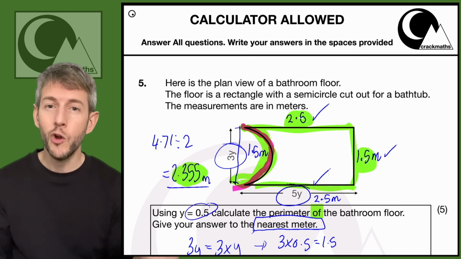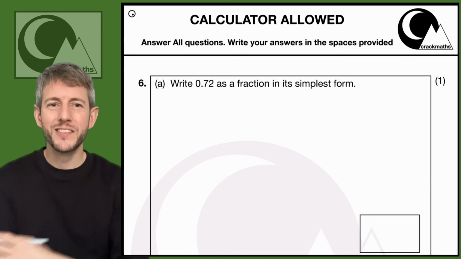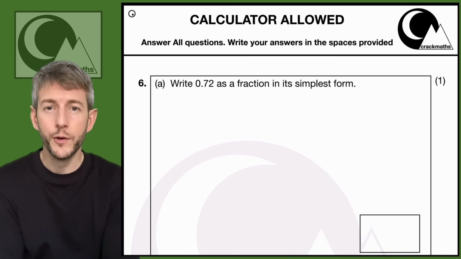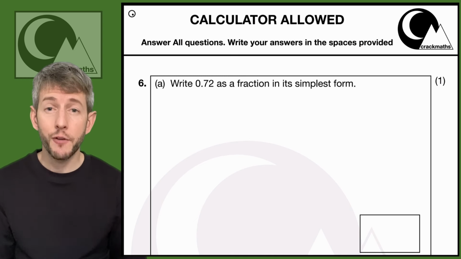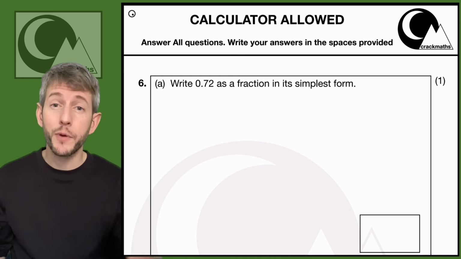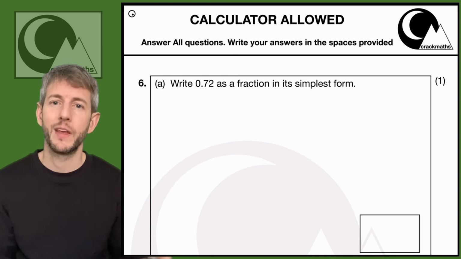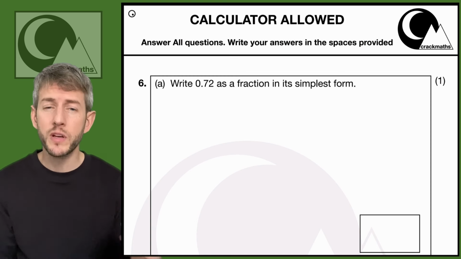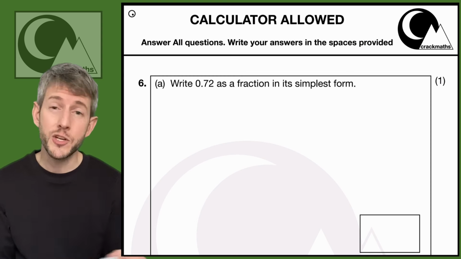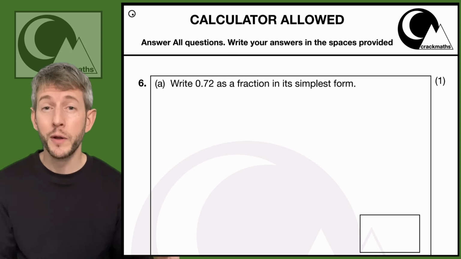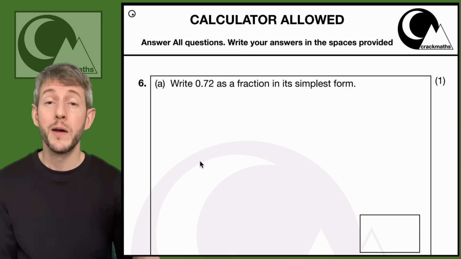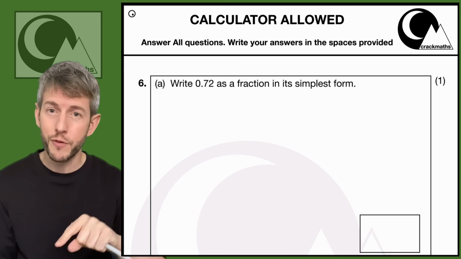Okay, let's now look at the next question. Okay, so question 6 says, write 0.72 as a fraction in its simplest form. You might be able to spot this straight away, but for those of you that can't spot it straight away, I'm going to go through a method that I like, just to keep this simple, because this one has 2 decimal places, so you might instantly recognize this from your work on percentages and decimals, okay? But if you don't, I'm going to go through this method.